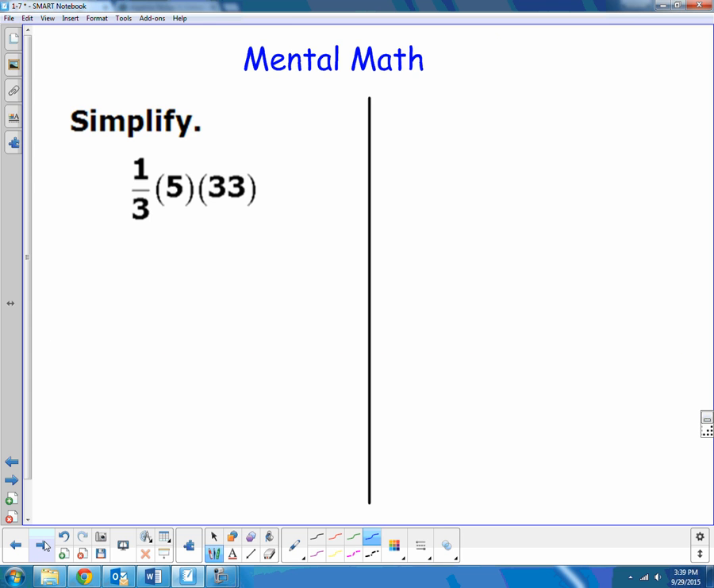Mental math. We're going to use the commutative property and associative property to do some mental arithmetic. Rather than writing things out and working it out just by writing things down, we're going to try and use these properties to help us work out problems easier in our head. Here's an example. 1/3 times 5 times 33. If I were just to go from left to right and say, well, 1/3 times 5 is 5/3 times 33 and get some really big numbers to work with, there's an easier, faster way.